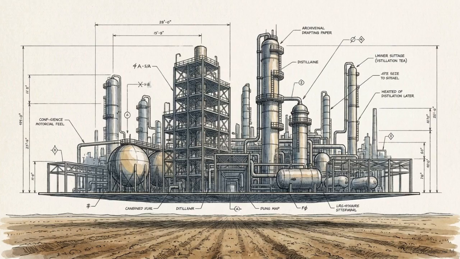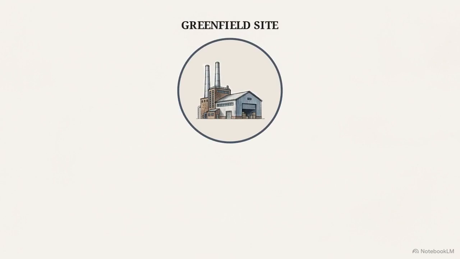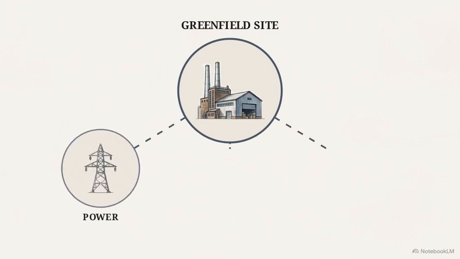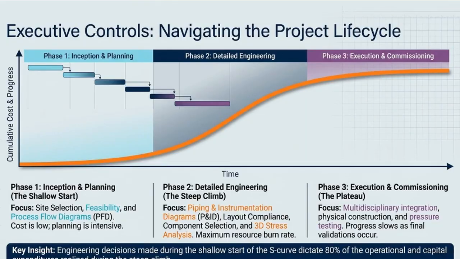Starting in a greenfield gives you total freedom to design whatever you want without tripping over old pipes and buildings. But that freedom comes with a trade-off. Before you can manufacture a single product, you must spend significant capital to build the basic infrastructure, like power grids, roads, and water lines. This S-curve timeline starts with planning, climbs through engineering, and plateaus during construction.